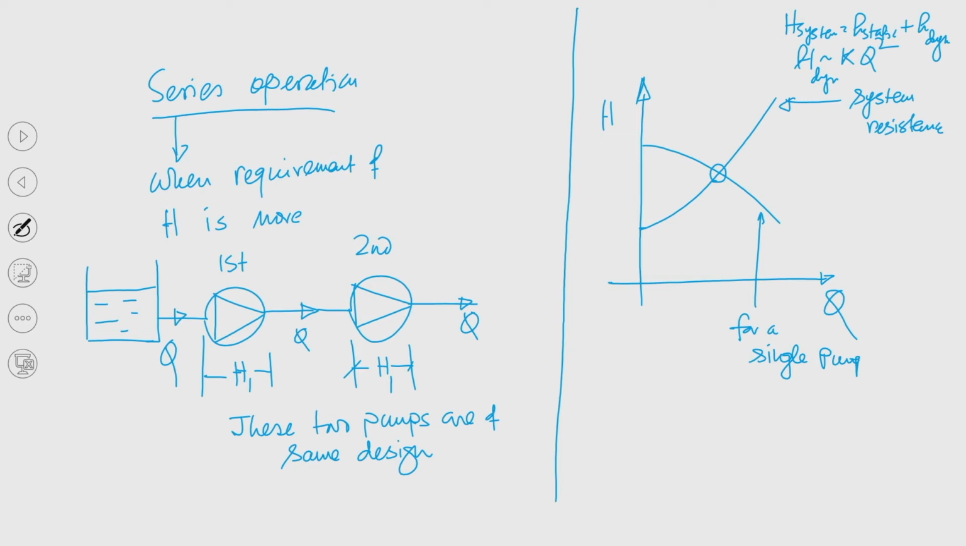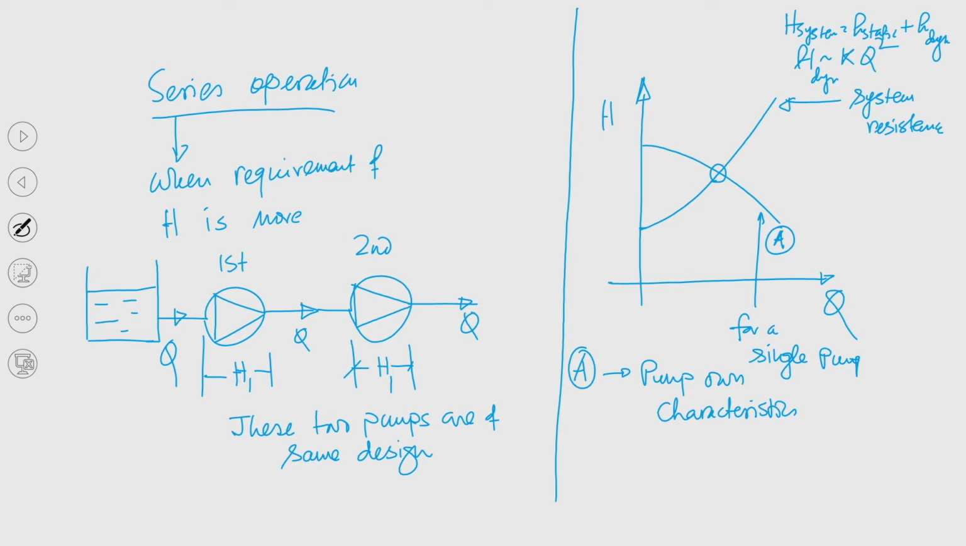Now, the question is, if we now connect these two pumps in series, then what will be the H-Q curve of the combined pumps. Again I am telling, this curve A is the pump's own characteristics, that will be supplied by the pump manufacturer.